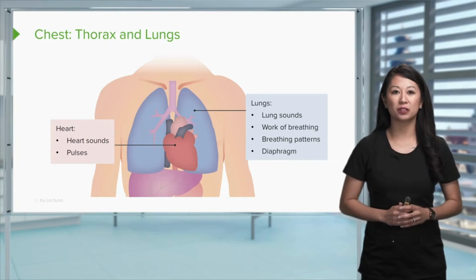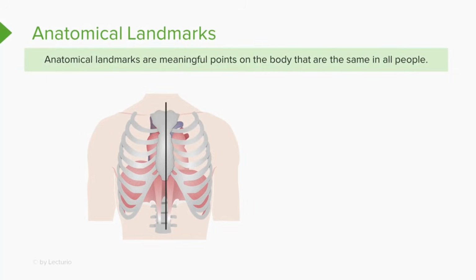So now let's take a look at anatomical landmarks. These are meaningful points on the body that are the same in all people. This is really helpful in describing maybe where we auscultate the heart, for example.